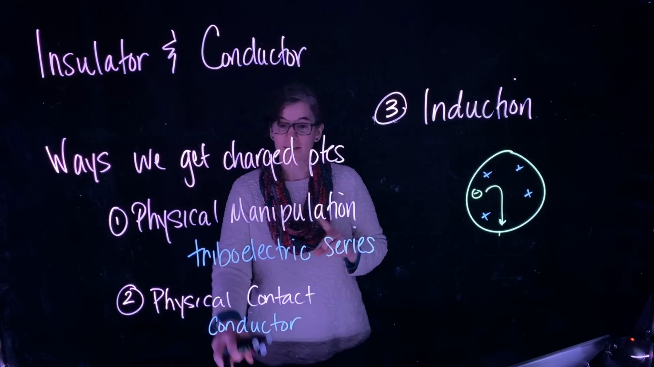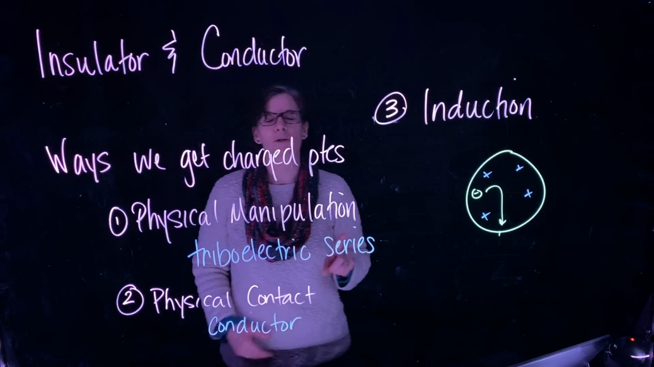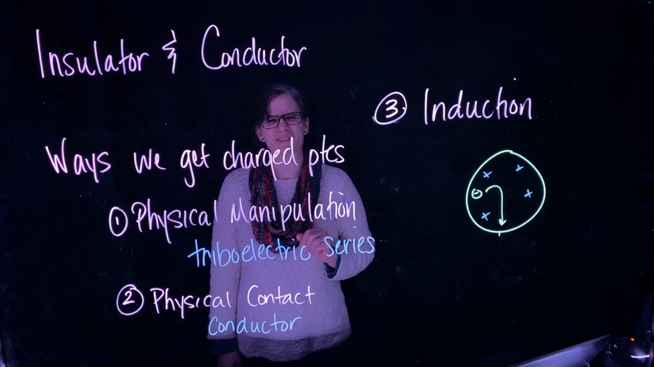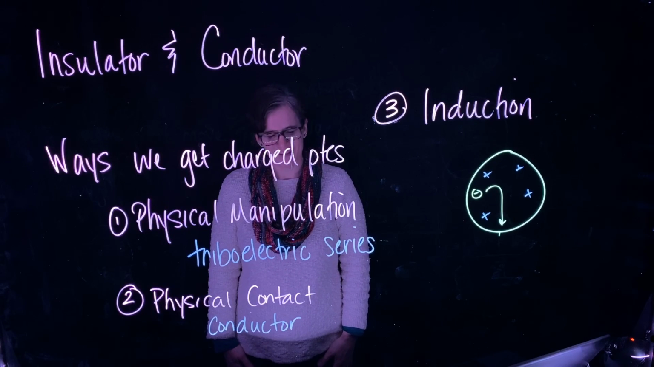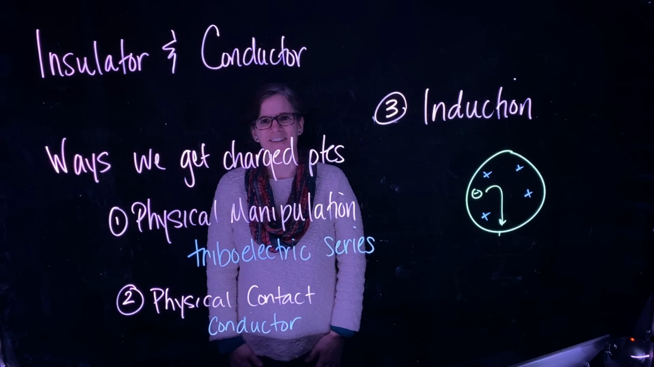All right, so insulators and conductors are important physical electrical properties of objects that actually make a difference when we're thinking about charging objects. And these are the three ways that we can get charged objects.